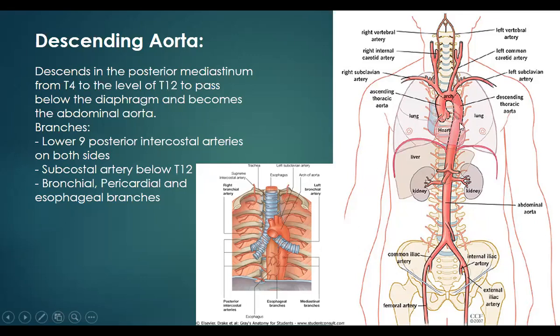Okay, so now we'll cover only the descending thoracic aorta, because we are studying the major arteries and veins which are present in the thoracic region. So we'll talk about only the descending thoracic aorta. It descends in the posterior mediastinum. As we have seen, it's going behind.